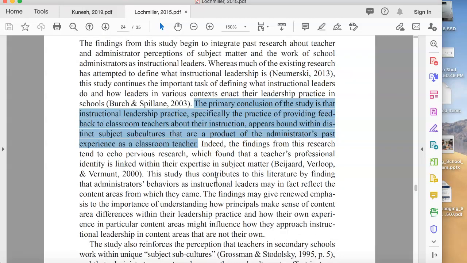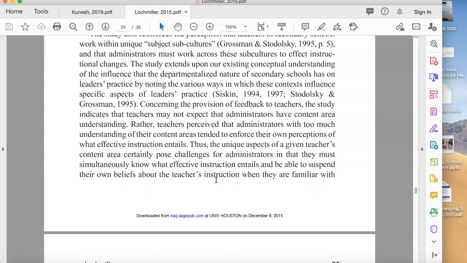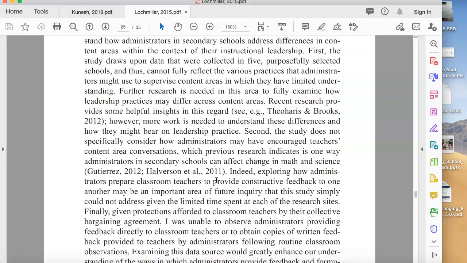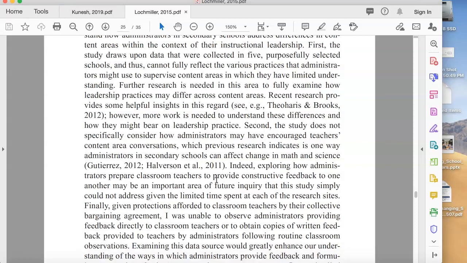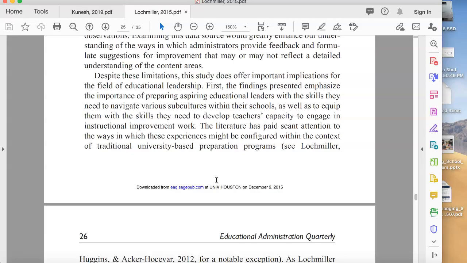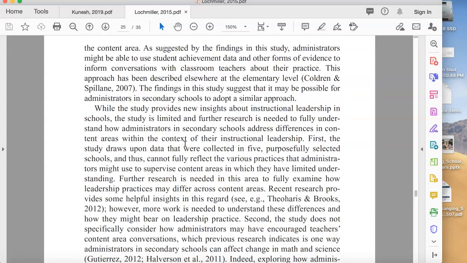And this is what you would take notes on. And then this is all interesting. These are sort of additional ways in which the author believes or argues that the work contributes to our understanding of instructional supervision. And then he lays out some of these limitations.